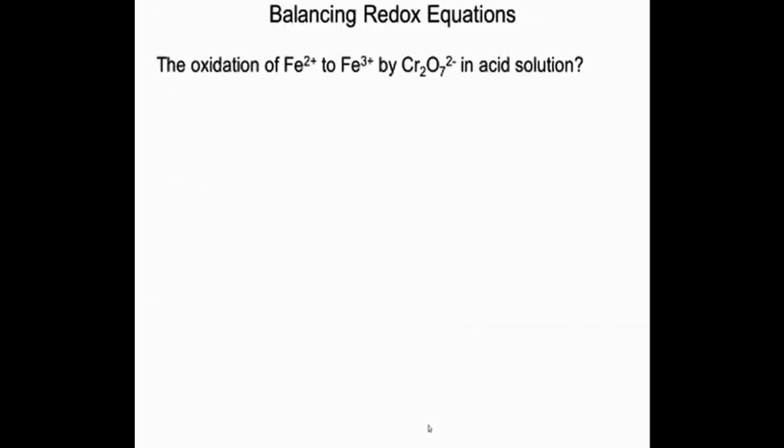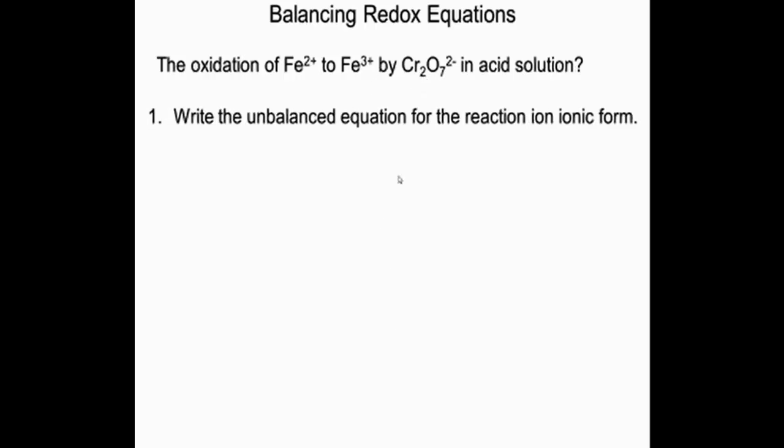Alright, so balancing redox equations. If we have the oxidation of Fe2+ to Fe3+ by dichromate in acid solution as a question, the first thing we're going to do is write the unbalanced equation for the reaction in ionic form. So for this particular reaction, it's going to look like this.